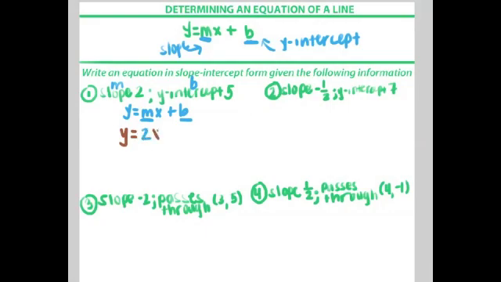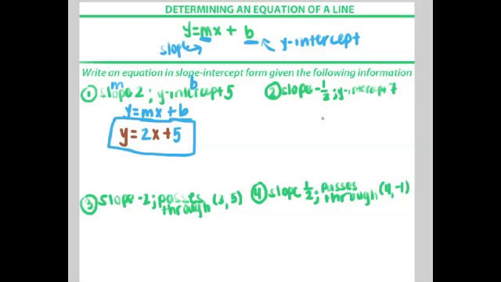X we just leave. That plus sign, since the y-intercept is a positive 5, it stays plus. And then B, like I just said, is positive 5. So that's it. That's all you fill in. The reason why I color-coded that was so that you guys could see that y and x stay y and x. The only thing you need to fill in is m and b. Okay? Let's jump over here to number 2.